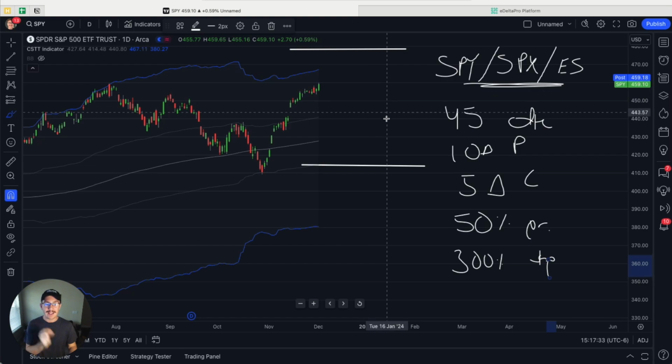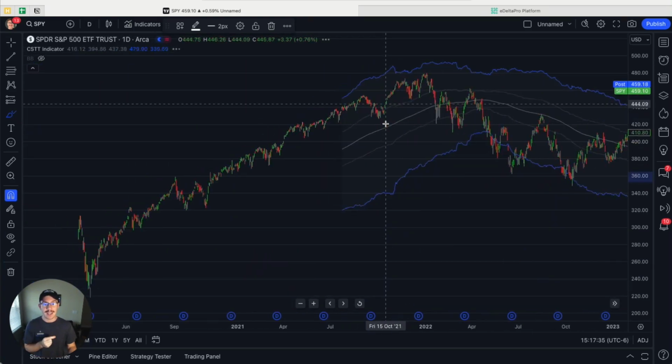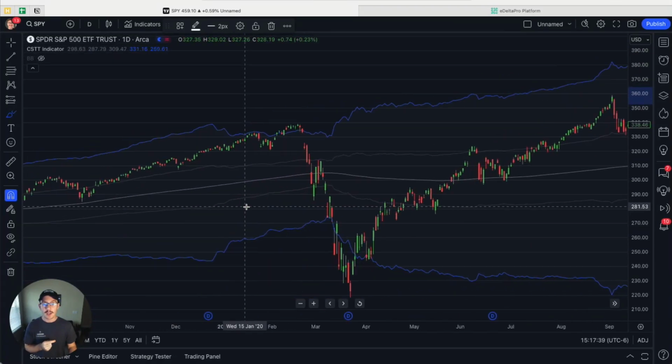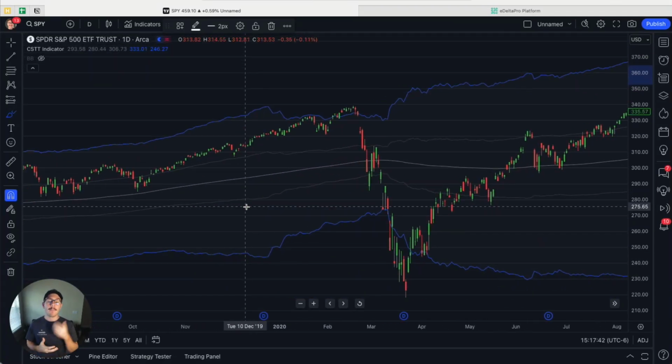So before I explain this, can we avoid those crashes? Can we avoid things like this, which is the March 2020 crash? Yes, we can avoid major crashes like this. We cannot avoid them all, but we can avoid 90% of crashes by using one simple set of criteria. And that is what I call my trending band indicator.